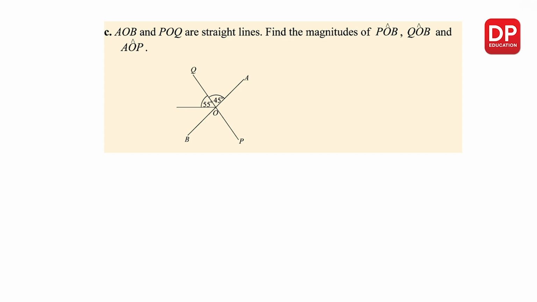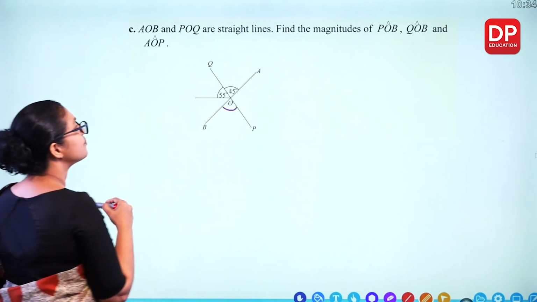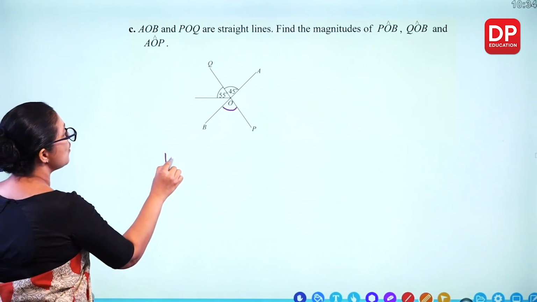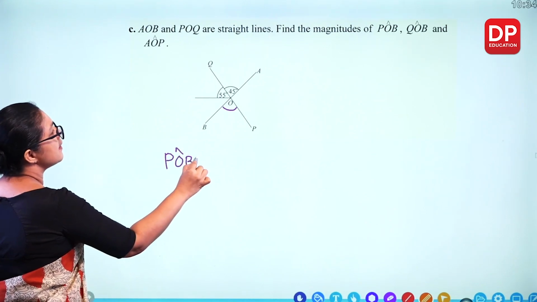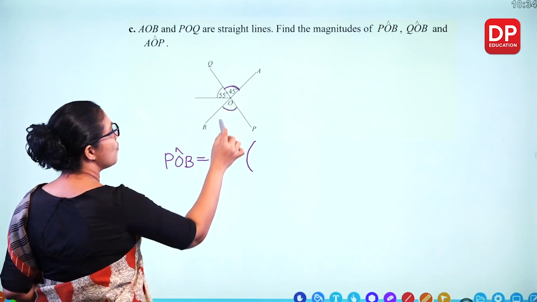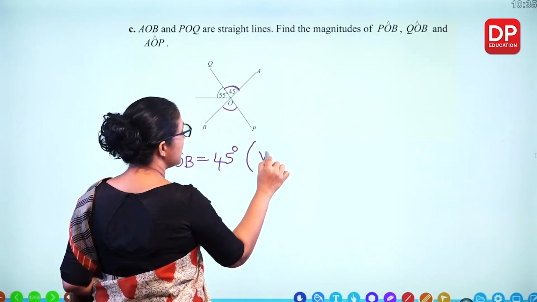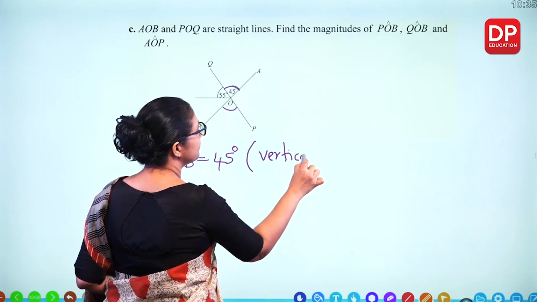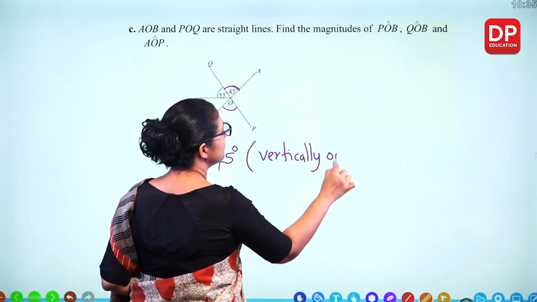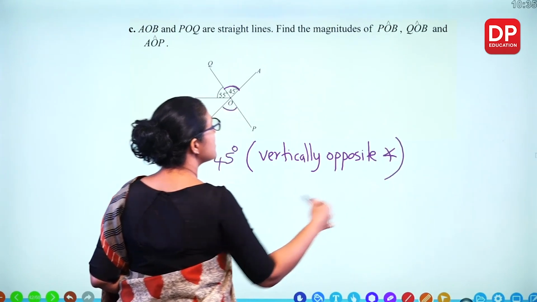AOB and POQ both are straight lines. Find the magnitude of POB. POB, this angle. What's the POB angle? That's 45, because of vertically opposite angles. Vertically opposite angles are equal.